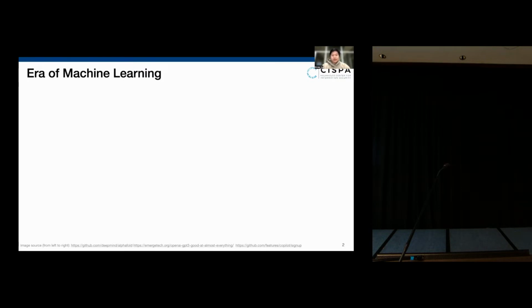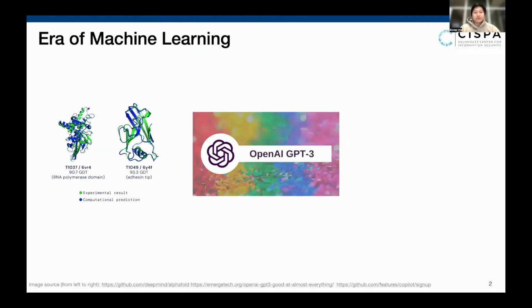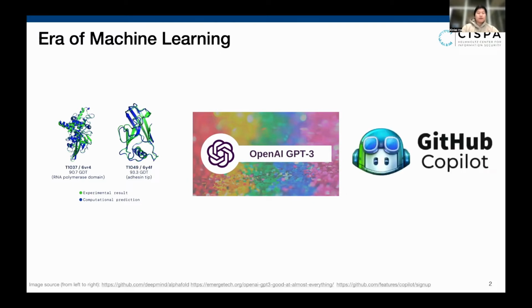Nowadays, machine learning has shown remarkable performance on various applications. For example, AlphaFold shows great ability in predicting the protein's architecture. And OpenAI published GPT-3 that can automatically write emails and business proposals, or even write creative fiction. And GitHub Copilot can be used for code auto-generation. It can convert comments to code and autofill repetitive code.